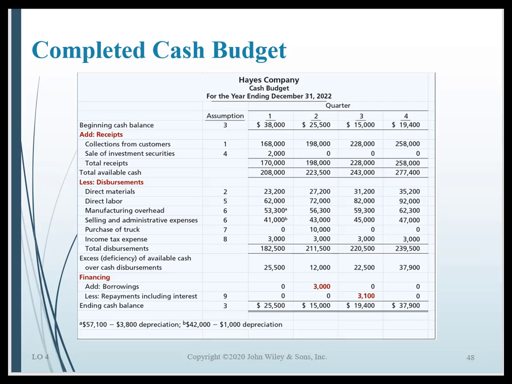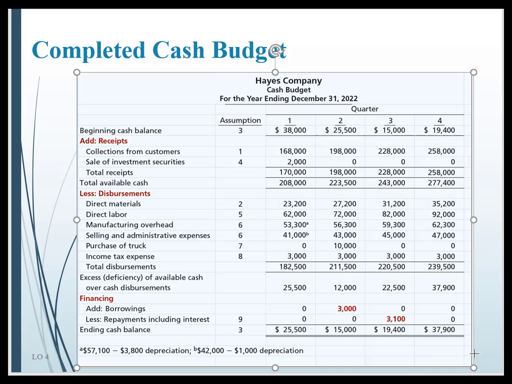So now we end up with, what we can do is complete our cash budget. See if I can make this a little bit bigger so we can see. There we go. So here's our beginning cash balances. Here's our collections we talked about. We told we're going to sell some securities. Total available cash then is the subtotal of all of that.